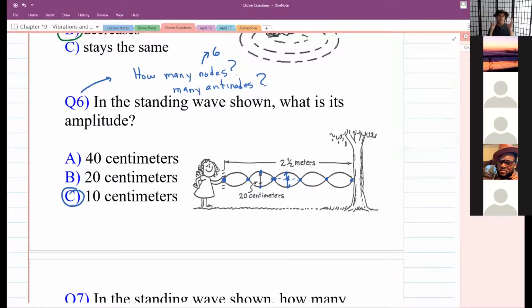Antinodes are when you have a maximum amplitude. So an antinode would be right here. Here's 1, 2, 3, 4, 5. So in this case, the number of antinodes would be 5.